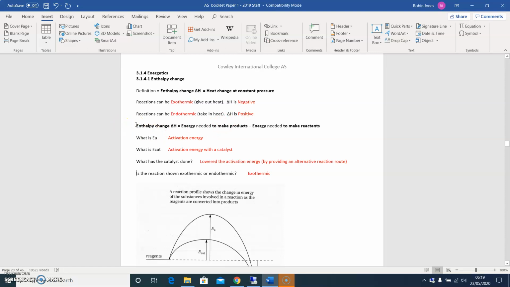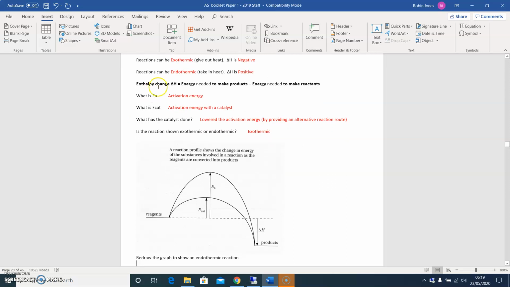The next thing you need to know is that an enthalpy change, delta H, is the energy needed to make the products take away the energy needed to make the reactants. We'll come back to that in a minute. So we're looking at products and we're looking at reactants. Products take away reactants. Energy of products take away energy of reactants.